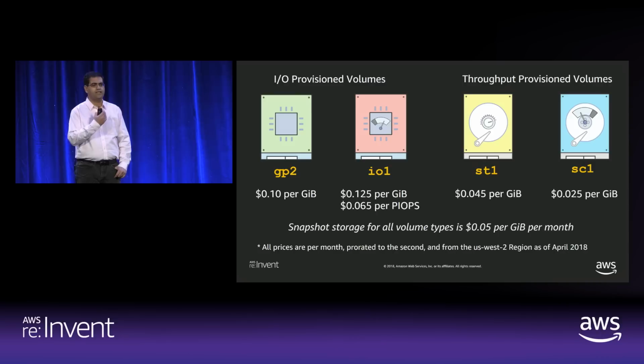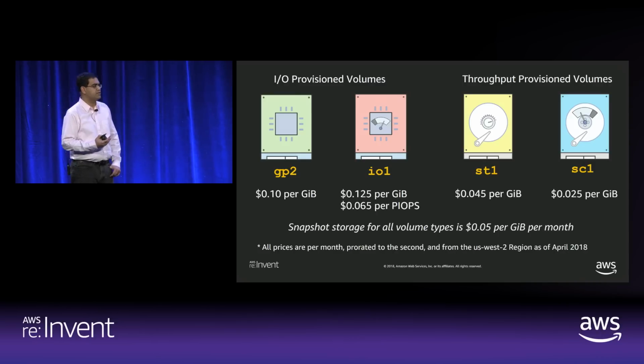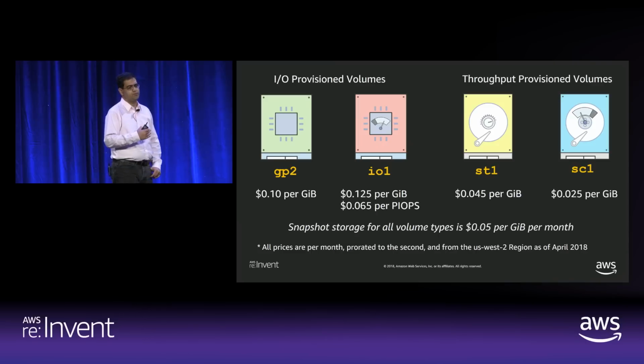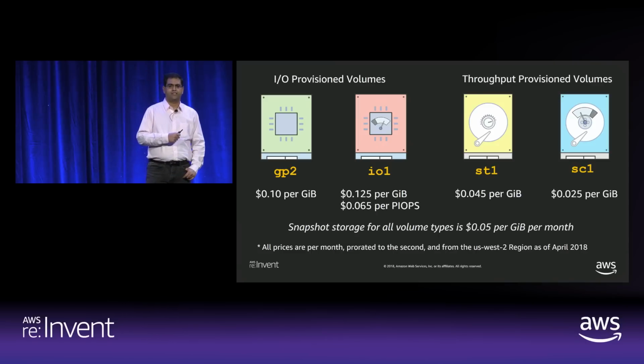Just so you have a sense of the cost points, these are our cost points. So GP2 is 10 cents per gig. Provisioned IOPS is 12.5 cents a gig and 6.5 cents per provisioned IO. ST1 is 4.5 cents per gig. SC1 is 2.5 cents per gig.